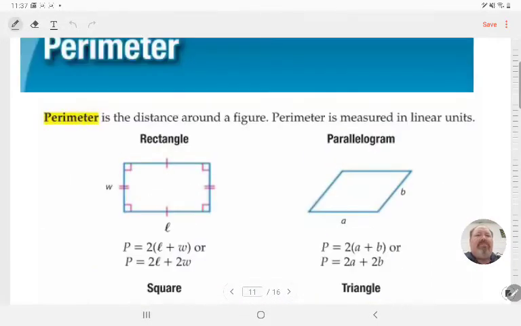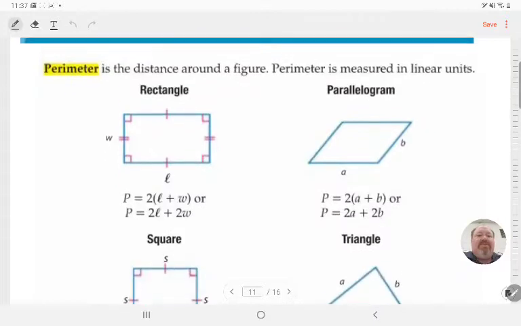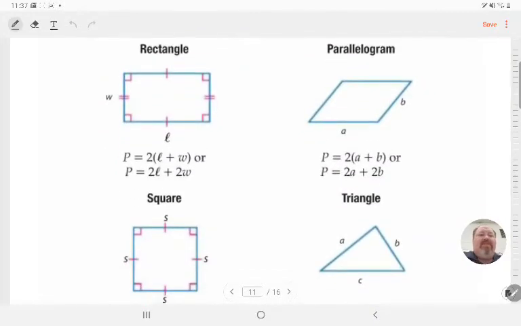Let's see, what do we got? Now we're talking about perimeter. Remember, perimeter is the distance around a figure. Perimeter is measured in linear units. So instead of adding every side, we could create formulas.